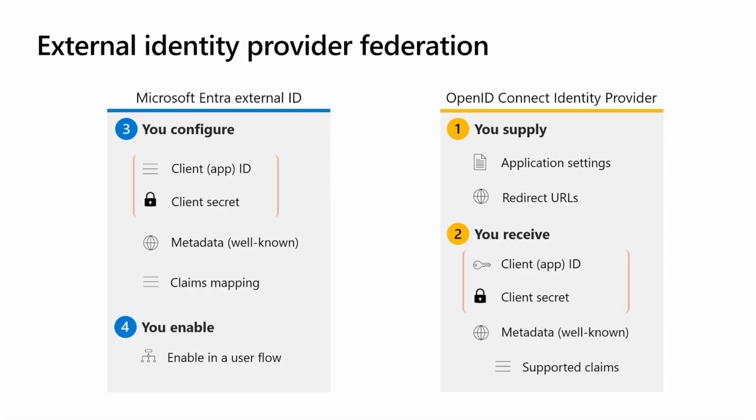Subsequently, the identity provider will issue a client ID and a client secret or a digital certificate, which you will use to configure a custom OpenID Connect identity provider in the Microsoft Entra External ID tenant.